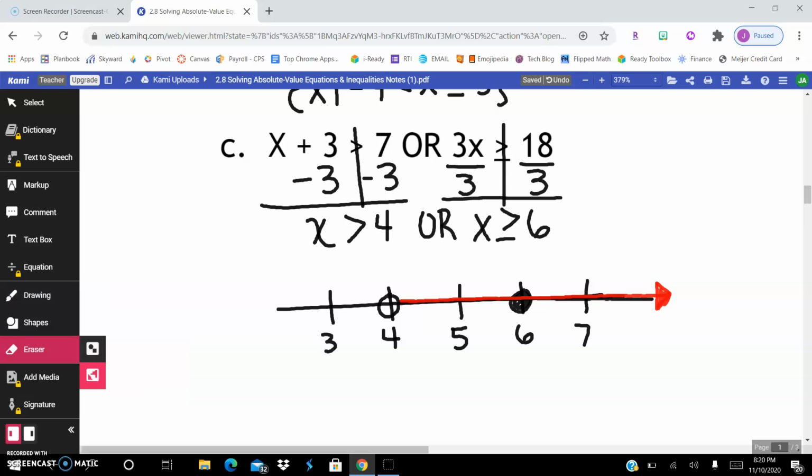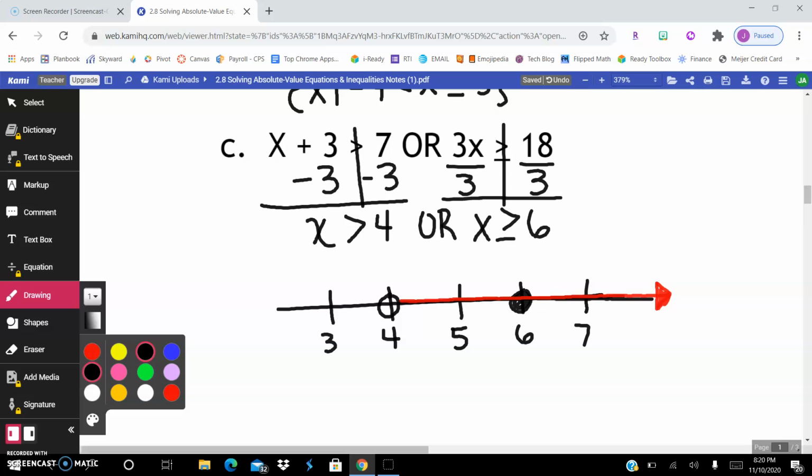And then if we have to write in set builder notation, we have the x. And then where are our solutions? Well, they are anything larger than 4. So x is greater than 4 would be any ordered pair on that red line.